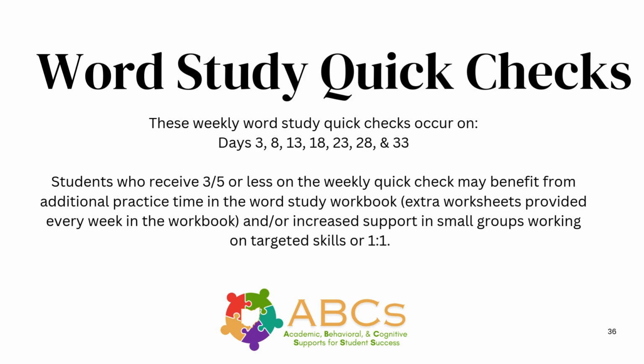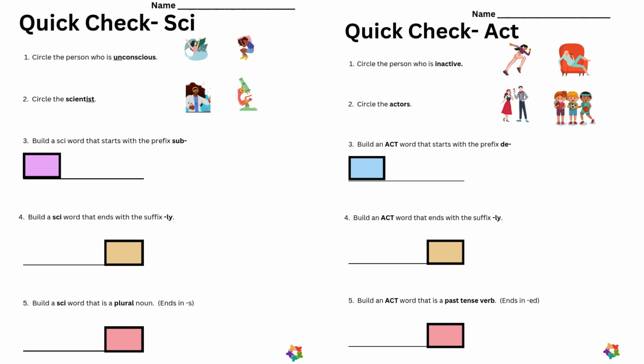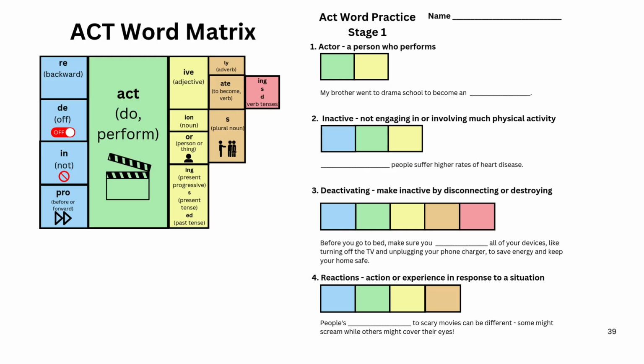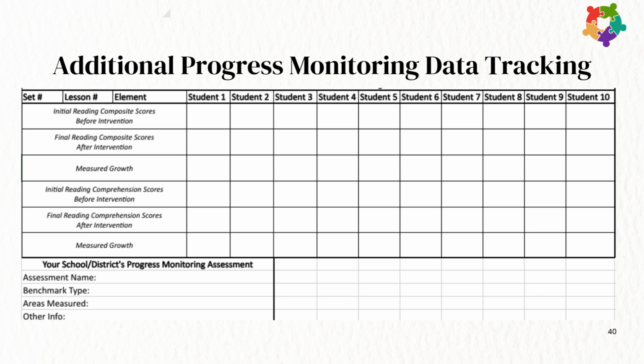For word study assessments, the program includes quick checks that can be used on day 3 of each week. These quick checks are short assessments that help teachers see how well students are understanding and applying learning from word study days. Teachers can also use other tools that their school already has in place to track student progress for literacy.